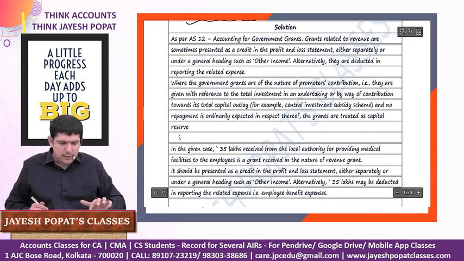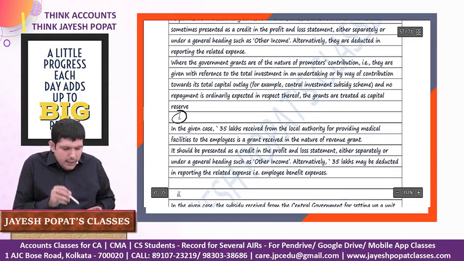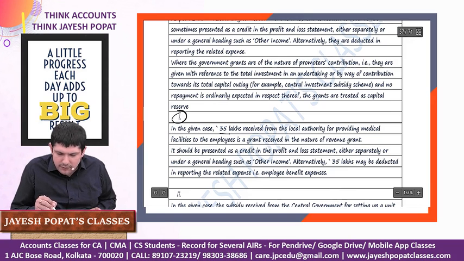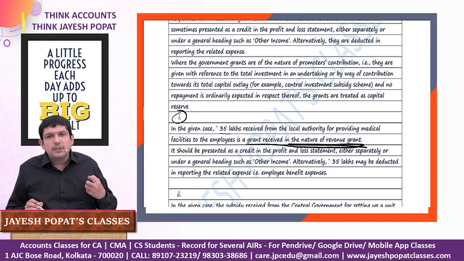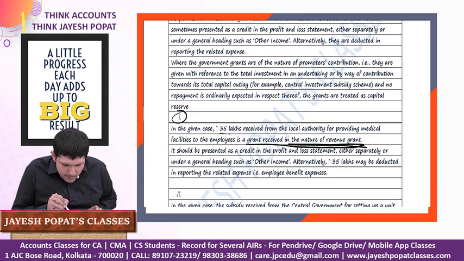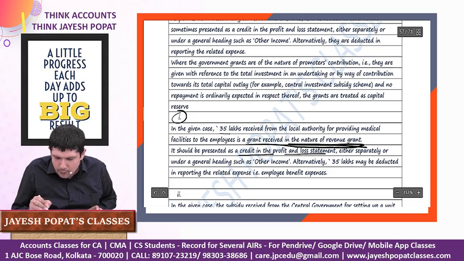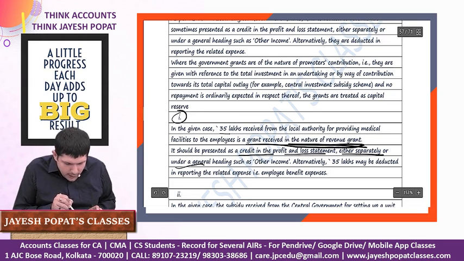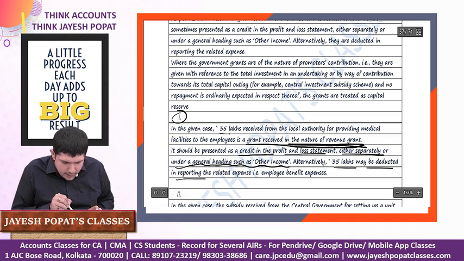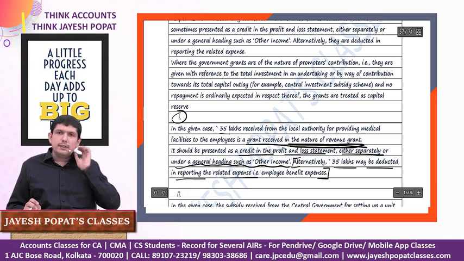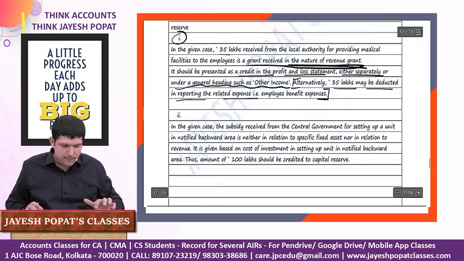So we have quoted the text of the standard, then we'll say one. In the given case, rupees 35 lakh received from a local authority for providing medical facilities to the employees is a grant received in the nature of revenue grant, because it is to compensate certain expense which the company is incurring. It should be presented as a credit in the statement of profit and loss, either separately or under the general header other income. Alternatively, 35 lakh may be deducted in reporting the related expense, but this is not the most preferable treatment because it will suppress two different events.